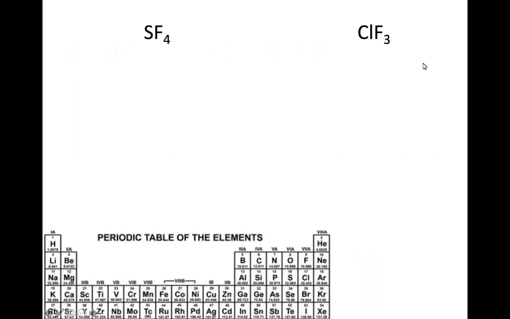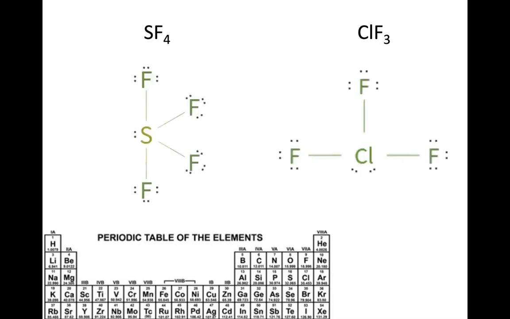SF4, ClF4. So my first thought as I look at that is, I know that fluorine is going to be octets. I also know that sulfur and chlorine, I am not going to stress at all if those exceed an octet, because if I look at them, they're further down the periodic table, they're larger. I'm not going to get distressed at all if those exceed an octet. Here's the resulting Lewis structures for those.